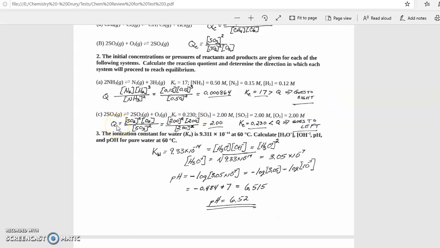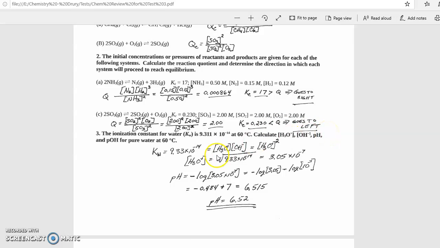This one right here. Here you've got another equation. You have to write this one out again. It's actually the inverse of this one up here, isn't it? So anyway, all of these are 2 molar. But this is 2 molar squared, and this is 2 molar squared. Those are going to cancel out. You're just going to be left with 2. So the Kc here is 0.23. That is less than this Q. So this is going to go to the left.